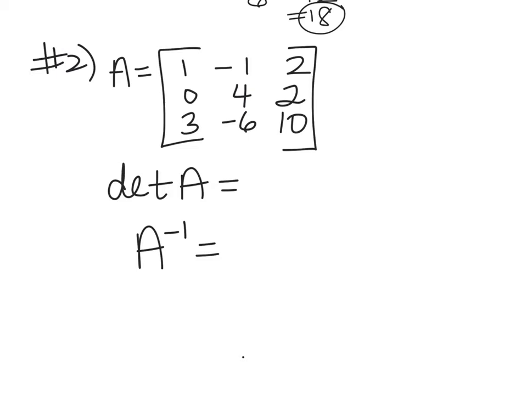So now it's a 3 by 3, and we're going to go ahead and plug in all the numbers for a 3 by 3. So we're going to plug in 1, and you always just hit enter, and it goes across the row. So 1, and then -1, enter, 2, enter, 0, 4, 2, 3, enter, -6, enter, and 10, enter. Okay, so go ahead and put all those numbers in.